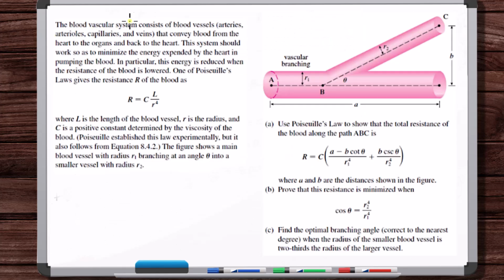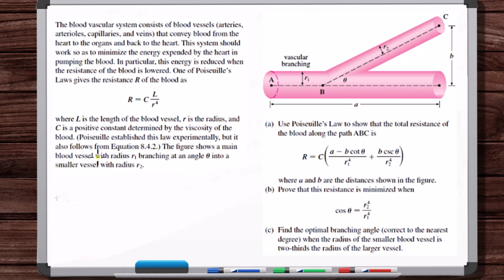All right, the blood vascular system consists of blood vessels, arteries, capillaries, veins, that convey blood from the heart to the organs and back to the heart. This system should work so as to minimize the energy expended by the heart in pumping the blood. In particular, this energy is reduced when the resistance of the blood is lowered. One of Poiseuille's laws gives the resistance R of the blood as R is equal to CL over r to the fourth, where L is the length of the blood vessel, r is the radius, and C is a positive constant determined by the viscosity of the blood. Poiseuille established this law experimentally, but it also follows from equation 8.4.2.